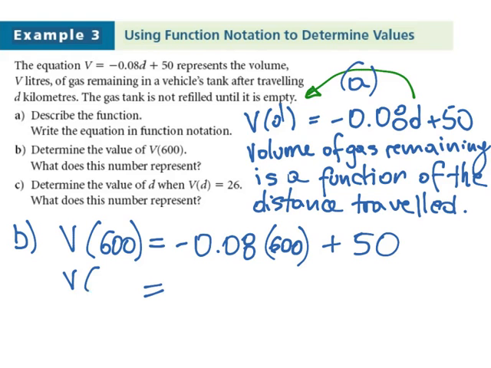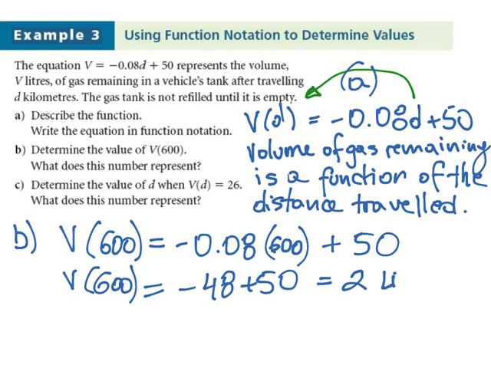Negative 0.08 times 600 is negative 48. We add plus 50 to it. Therefore, negative 48 plus 50 is 2. And what is 2? 2 means that we have 2 liters remaining in the gas tank.